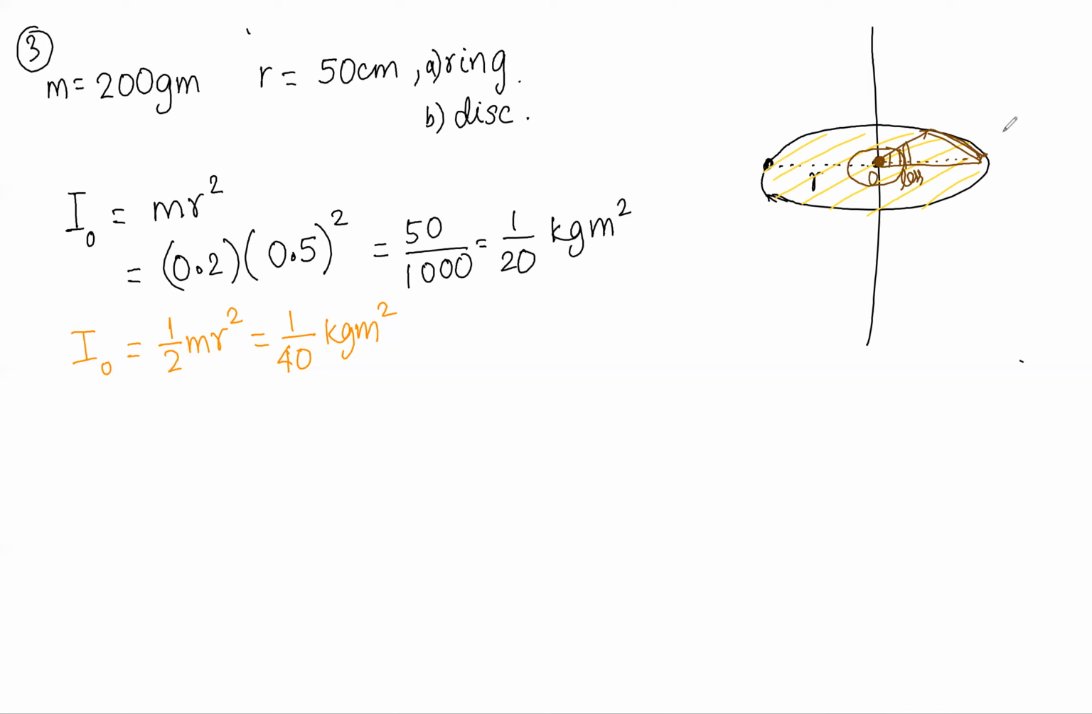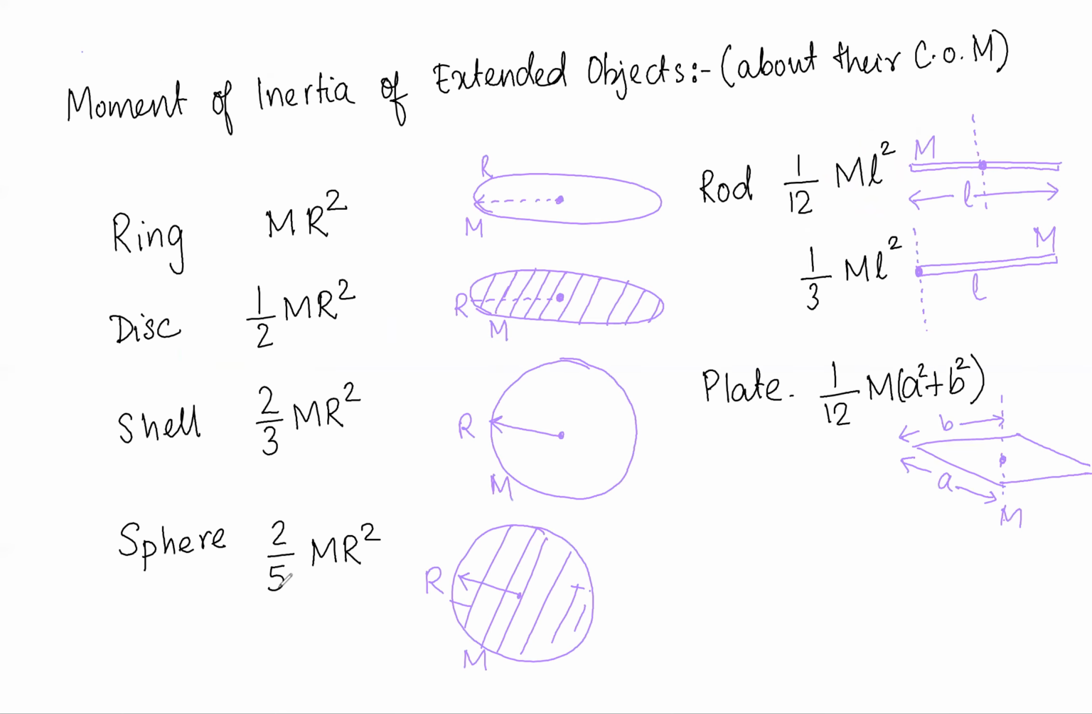In fact, if you go to this page and see the moment of inertia of a sphere and of a shell, for a shell the moment of inertia is 2/3. How much is 2/3? The value of 2/3 is approx 0.66. What is 2/5? 0.4. Why is the moment of inertia of a sphere lesser? The moment of inertia of a sphere is lesser because the sphere is a solid object.